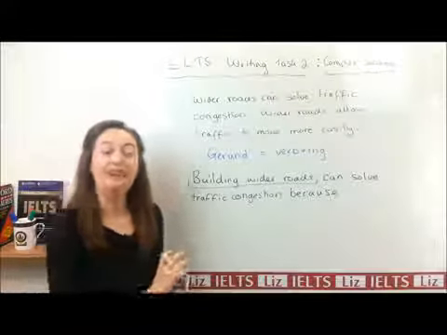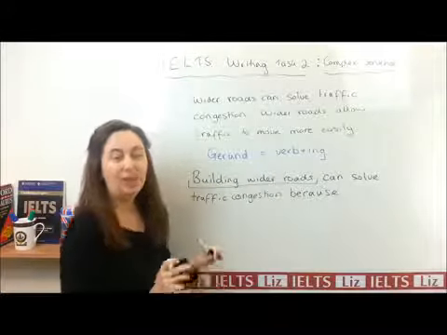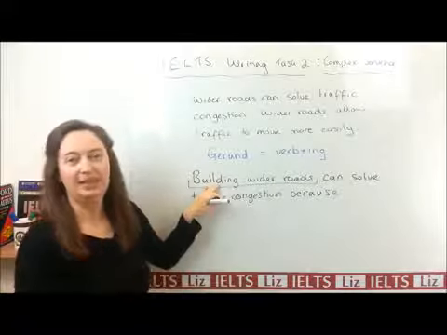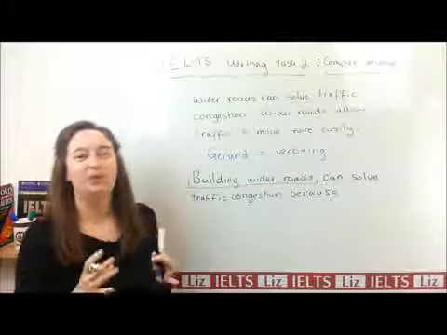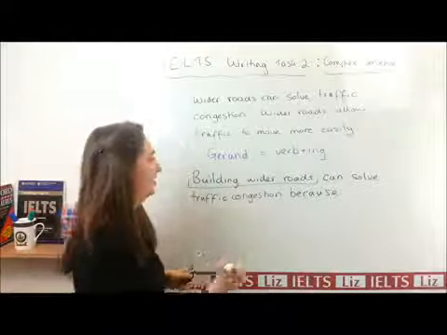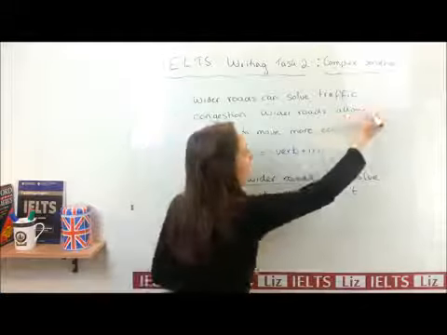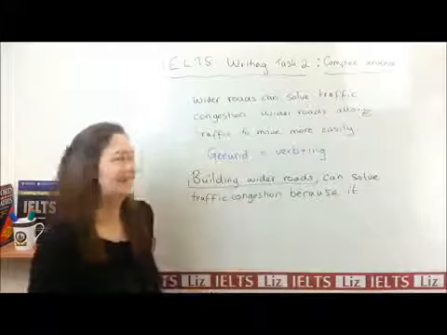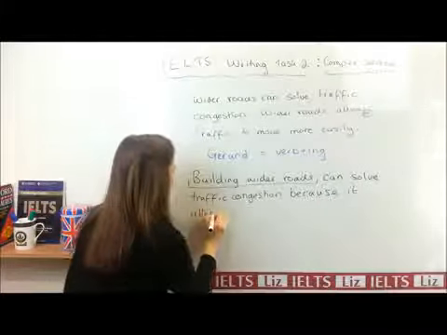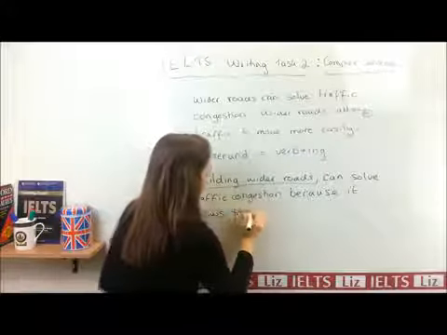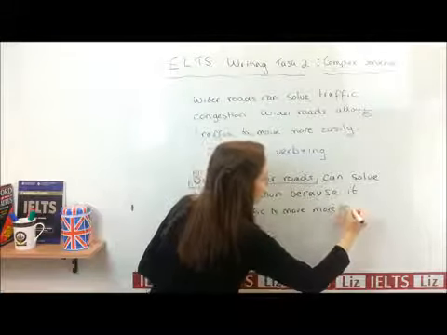But we have changed that subject. Do you remember? Here, we've put building wider roads. And when we use a gerund at the beginning, this becomes singular. That means we don't use they, we use it. So because it, and now we've got to change this verb at the end because it's not plural, it's singular. So because it allows traffic to move more easily.